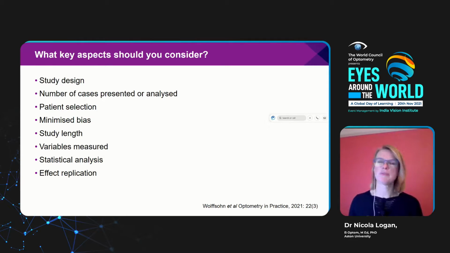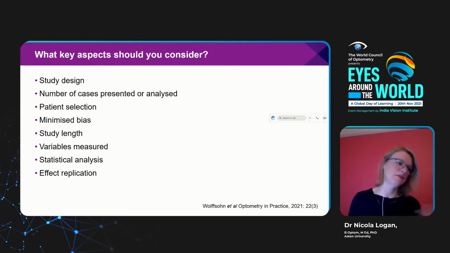And is there an effect replication? What I mean by that is, perhaps has a study been done in a different population, in a different location, for example? It's not just a one-off study in one place.